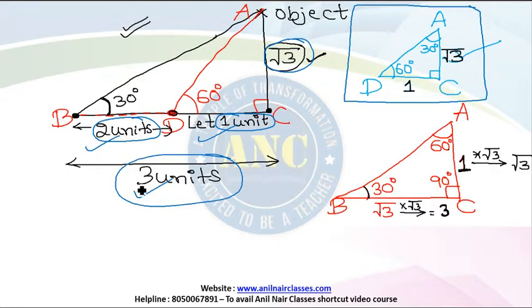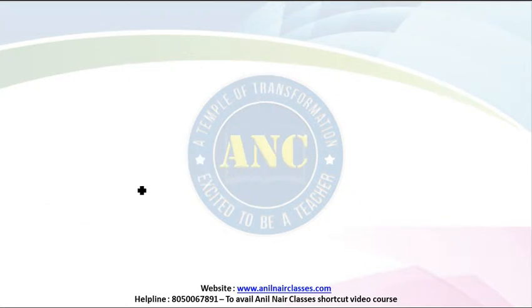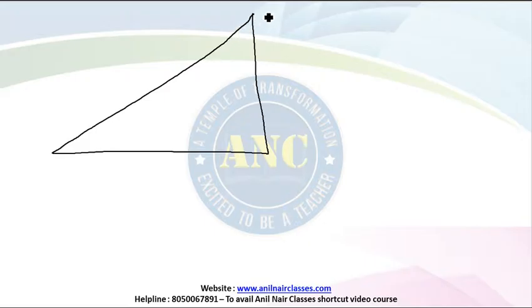One kind of triangle is 30 and 60. Another kind of triangle is 45 and 60. And another kind of triangle which you might get, which I will explain again, is 30 and 45. I hope you are able to understand. This is the triangle ABC, the bigger triangle.